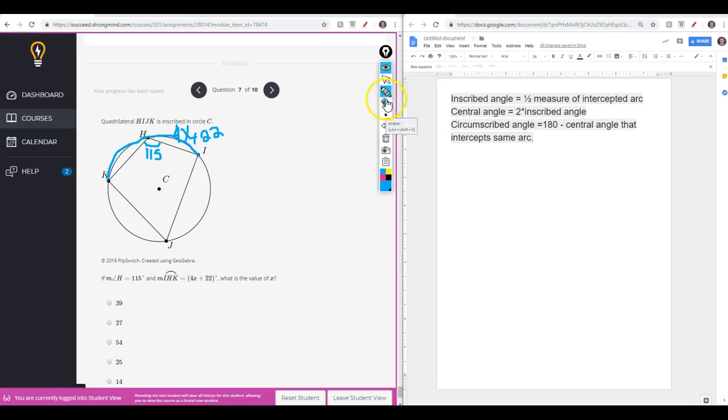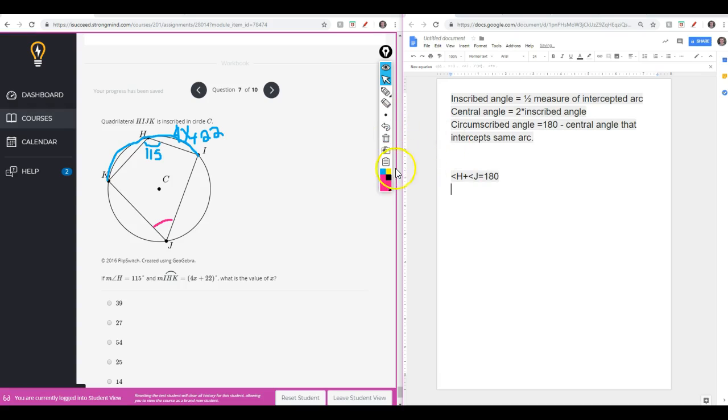We know that opposite angles in an inscribed quadrilateral are supplementary. So that means that angle H plus angle J is equal to 180 degrees.